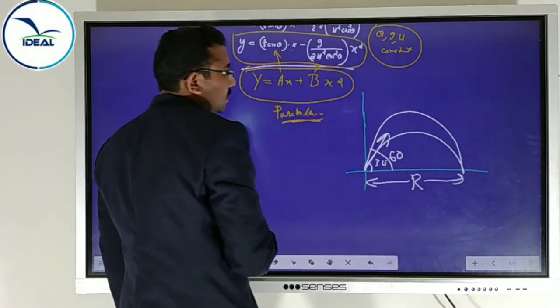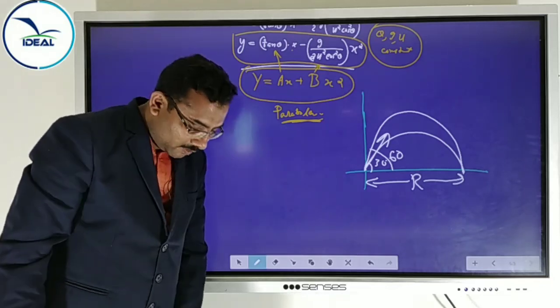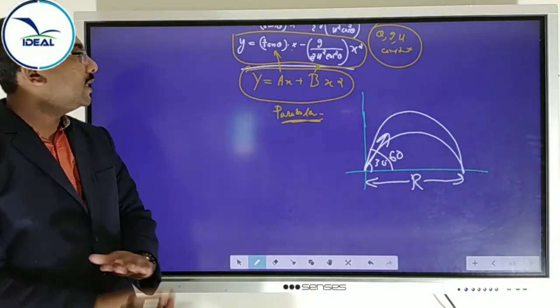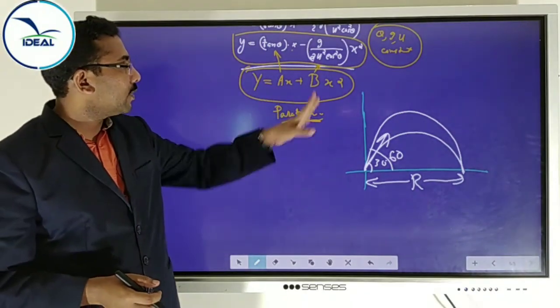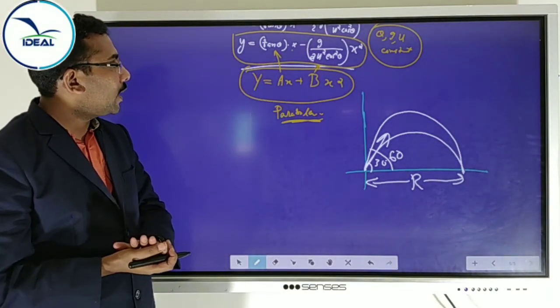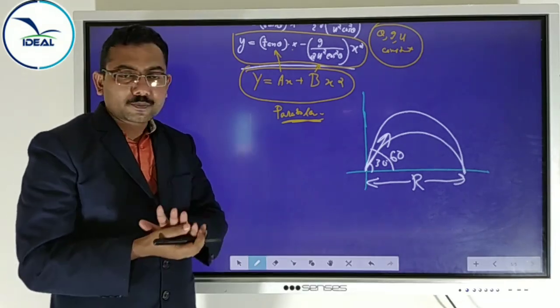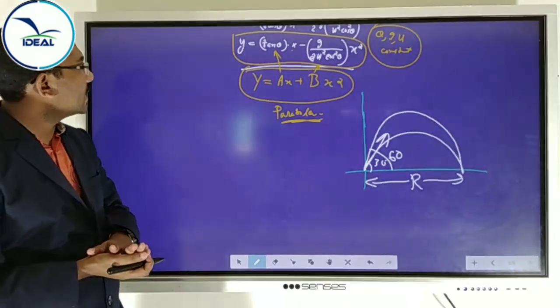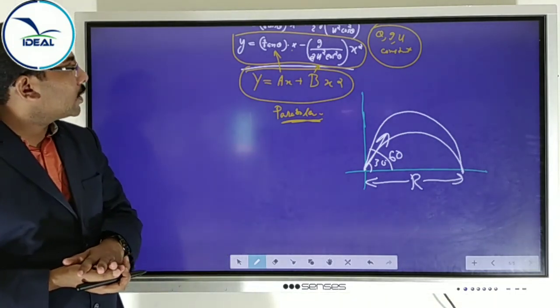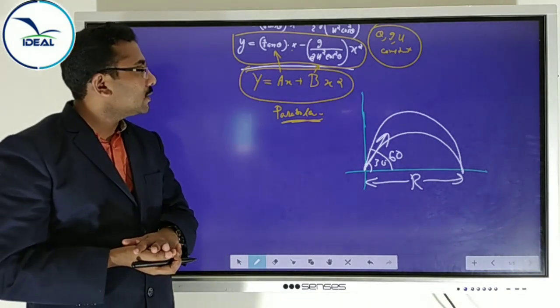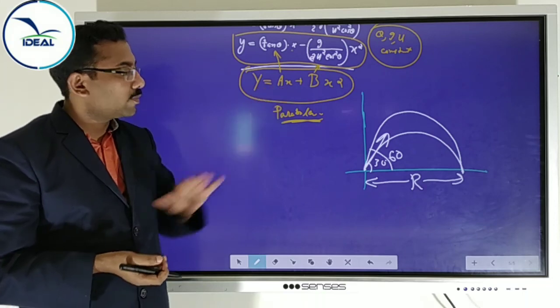We also proved this. And last, finally we proved that the path of a projectile is a parabola. The equation of a parabola is y is equal to ax plus bx square. We proved the equation of projectile also: y is equal to tan theta into x minus g by 2 u square cos square theta into x square. That is in the form of y is equal to ax plus bx square.